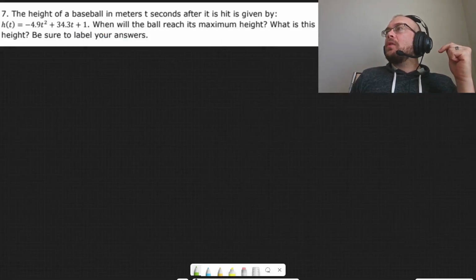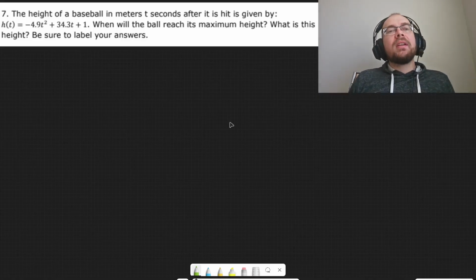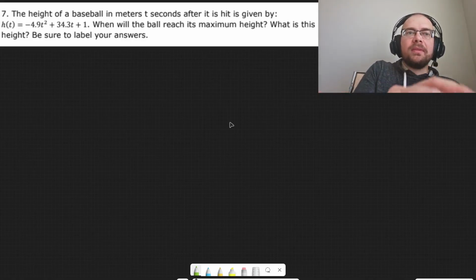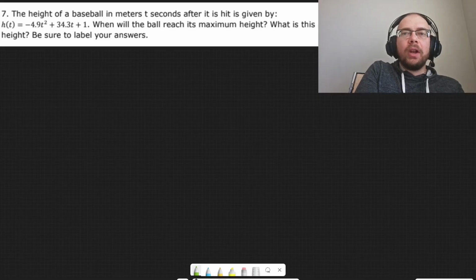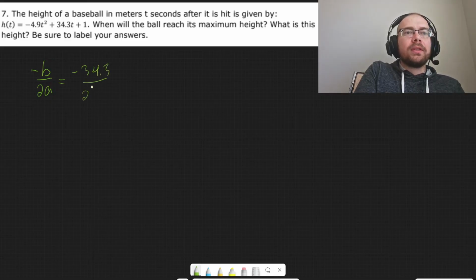And what if you needed to do it by hand? So if you needed to do it by hand, we would still use the same formulas, but you would need to do some of the work off to the side. But we would use the same formula. So it'd be negative b over 2a. Right? So then that would be negative 34.3 over 2 times negative 4.9.